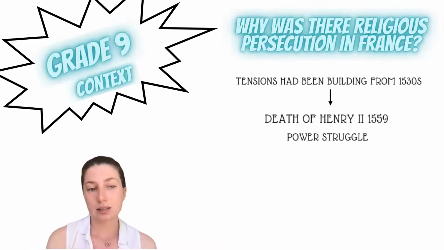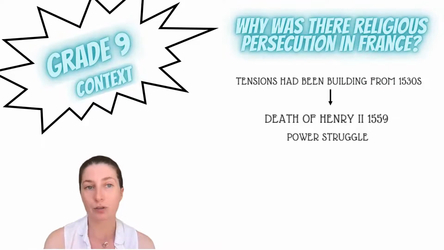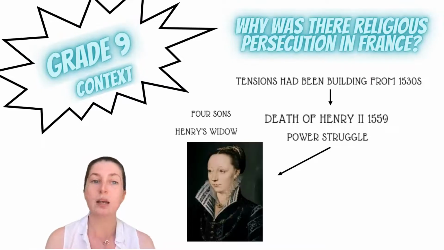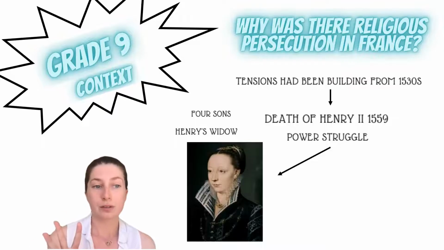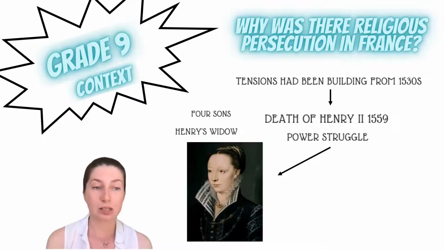Now, the death of Henry II led to a power struggle, a succession crisis. He left 4 sons and a widow, Catherine de' Medici. Now, it looked pretty secure. It looked pretty stable. He had 4 sons, all of whom were still alive, all of whom looked like they would live to adulthood and live to be kings.